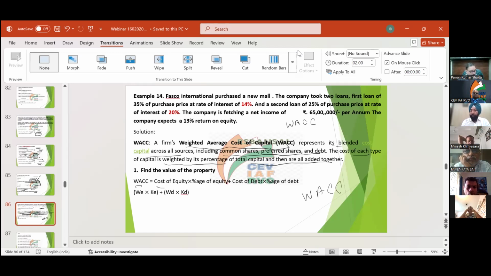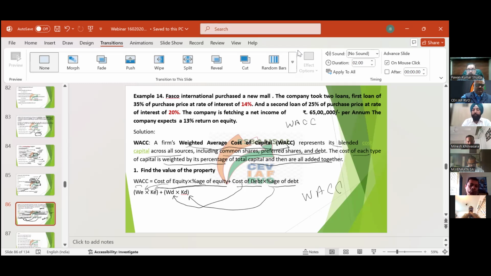Cost of equity multiplied by the percentage of equity plus cost of debt multiplied by the percentage of debt. So we denote the percentage of equity with WE and cost of equity as KE. Similarly, the percentage of debt as WD and cost of debt as KD. So here we will be doing this example.